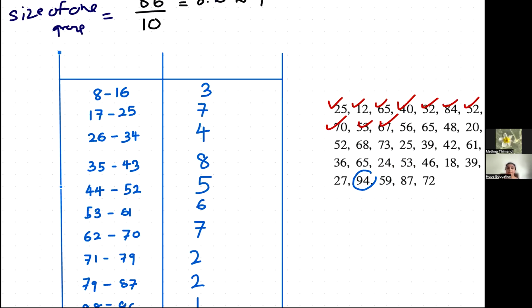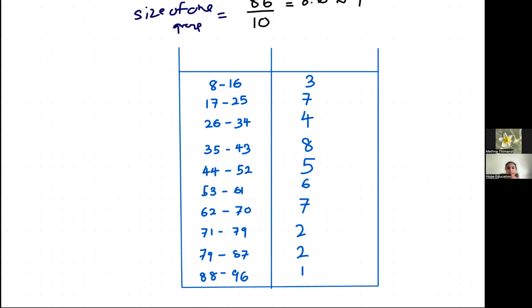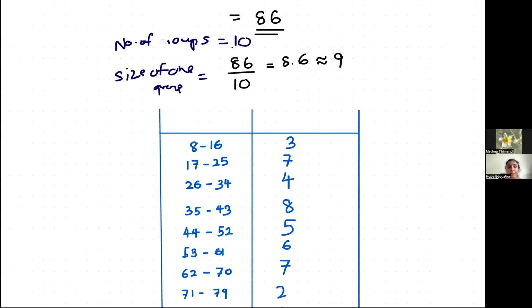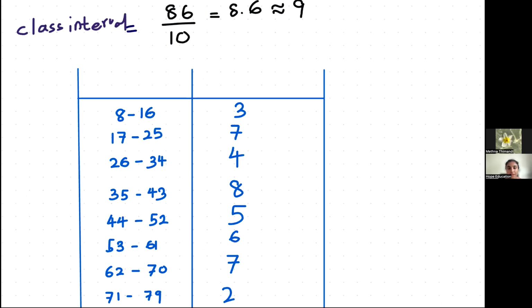In this lesson we give groups a special name, right? We call groups classes. So here we say number of classes, not number of groups. And instead of size of one group, we call it class interval. Class interval is how much of a gap there is in a class. So now there are so many classes here. Then I'll put the name of this column as class interval.